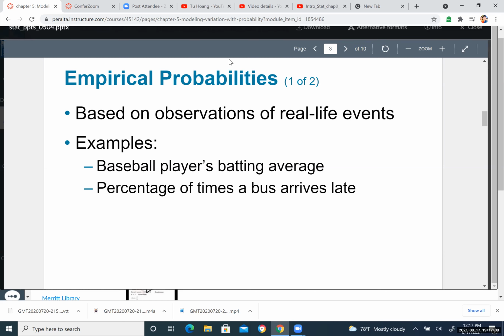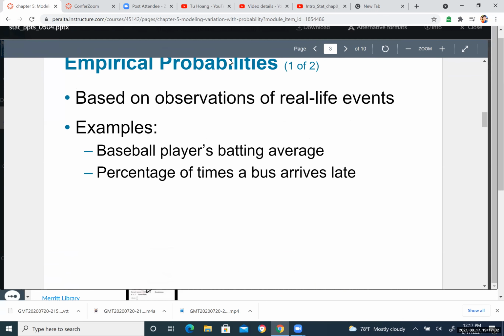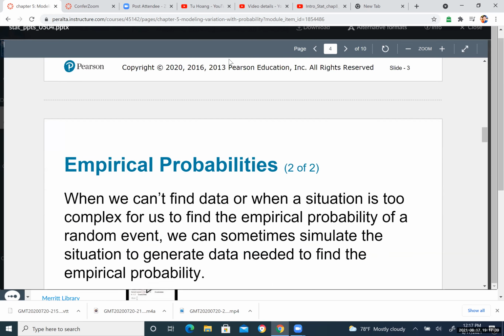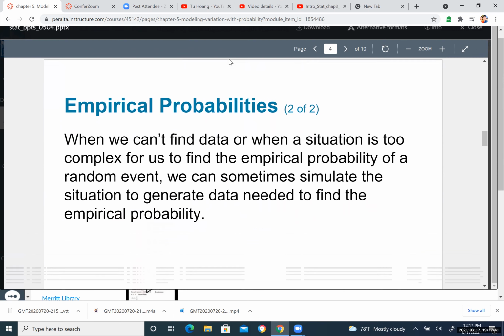to get a percentage of the times that the bus arrived late. So arriving late in this case can be the number of successes as well, because they want to focus on the percentage of the time a bus arrived late. So you just focus on the times that the bus arrived late divided by the total number of times that the bus came. It's like that. So right here, we call it the observation of real life events. That's another way they compute the empirical probability.